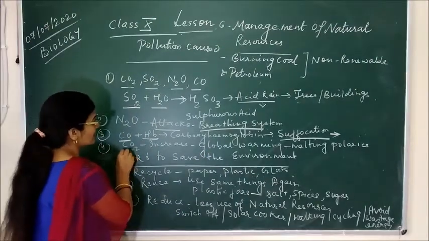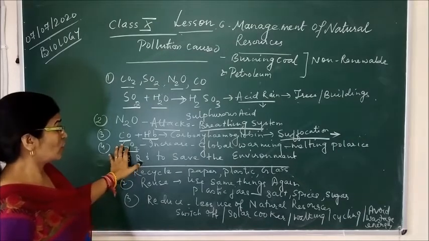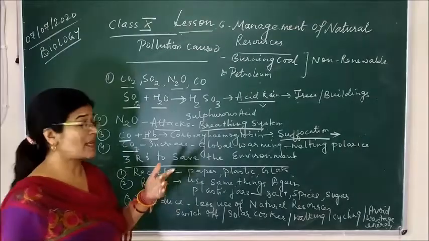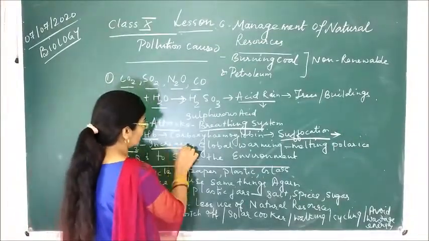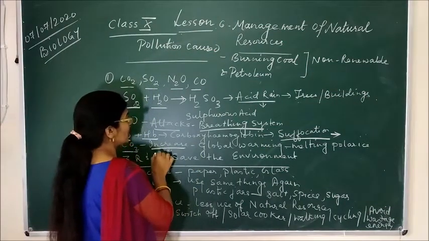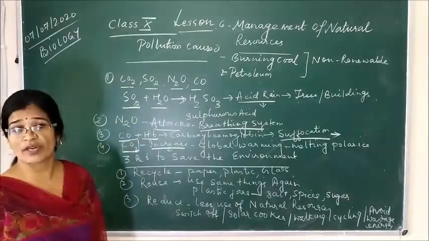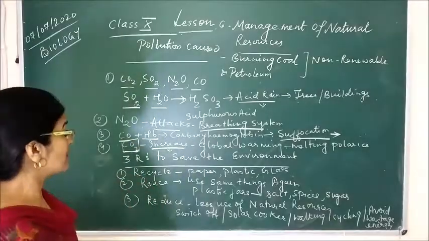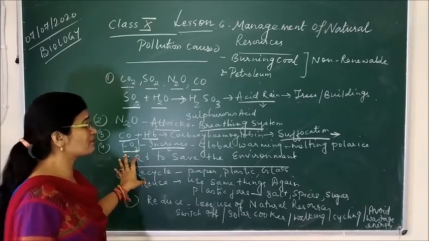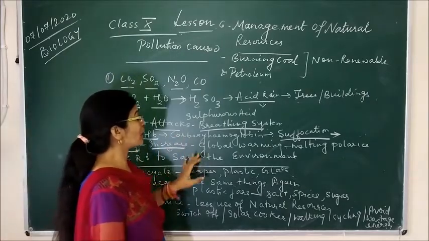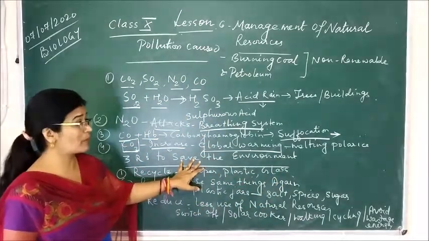And the last is carbon dioxide gas. Although this is not a poisonous gas, we all know that carbon dioxide is absorbed by green plants during photosynthesis. But due to pollution, there is an increase in carbon dioxide, because we are also cutting the forests and the trees, and due to fewer trees, the carbon dioxide is not absorbed by the green plants. So the atmosphere is getting warmer day by day, which leads to global warming.